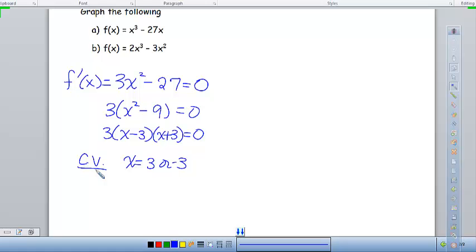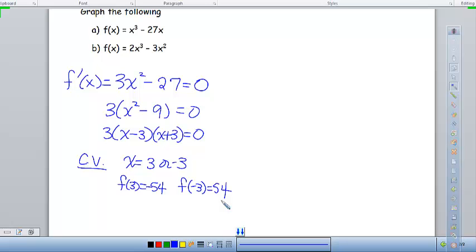So if I plug 3 back into my original function, f of 3 is equal to what? Minus 54? Okay. All right. And then f of negative 3, okay, so f of negative 3 is 54. All right, so at least in our graph, we know 2 points so far.